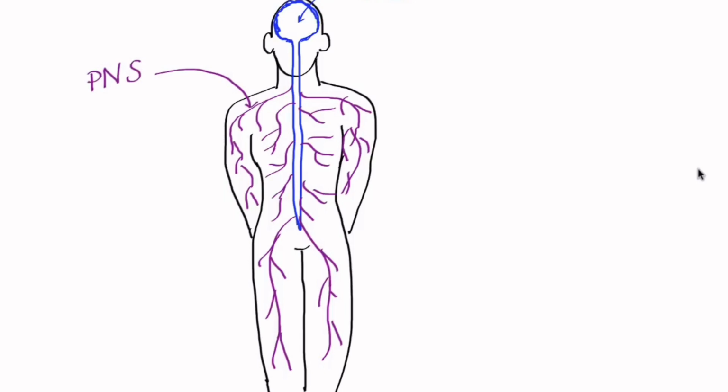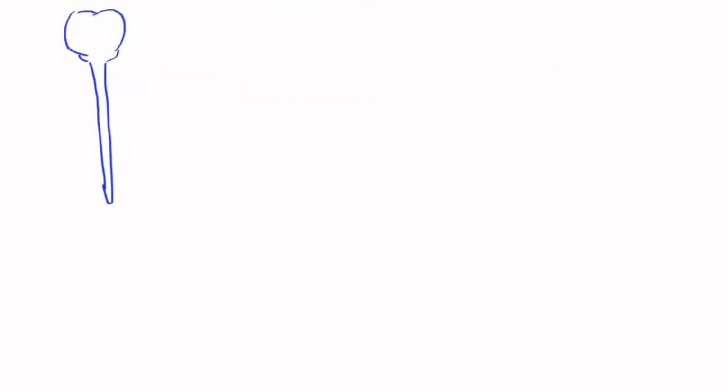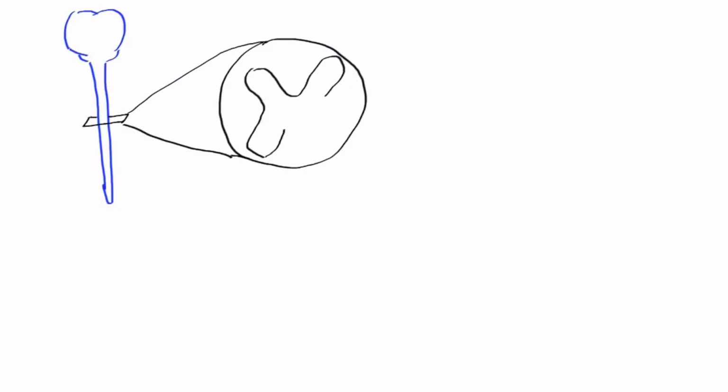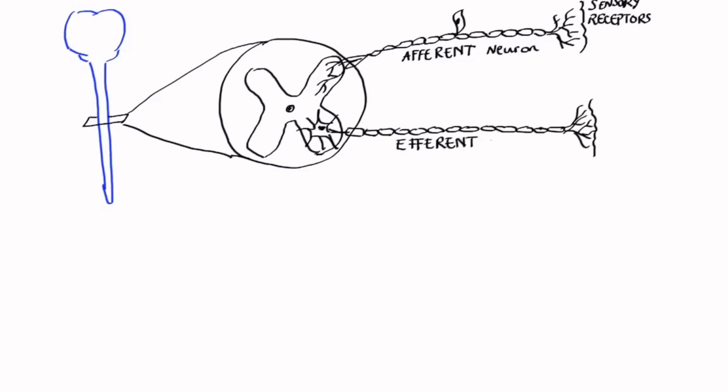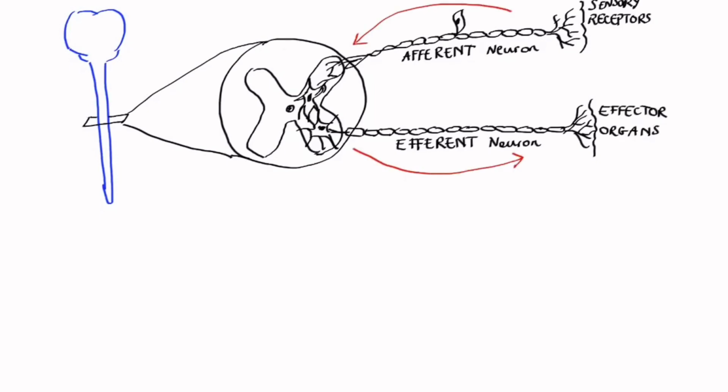system. Now, if we were to look at the cross-section of the spinal cord, we would find there are three types of neurons that are of importance to us. Number one, afferent neurons, which carry signals to the CNS from sensory receptors in peripheral tissues. Number two, efferent neurons that carry signals from the CNS to the effector organs such as muscle. And number three, interneurons, which are located in between afferent and efferent neurons and integrate information that flows between the two.